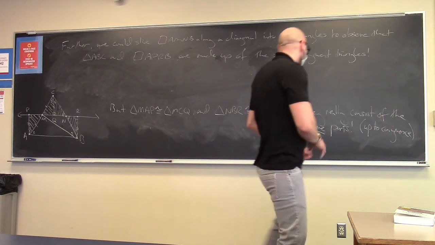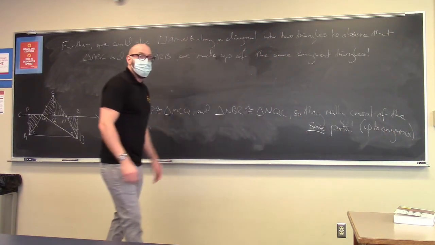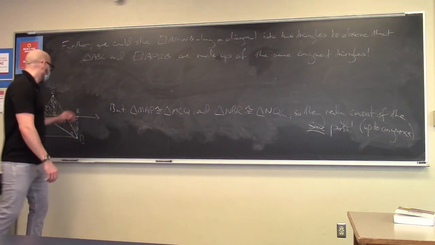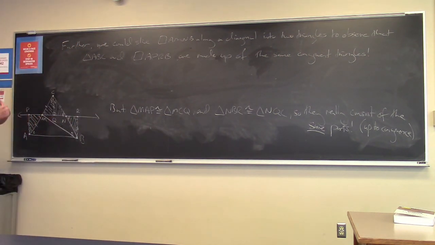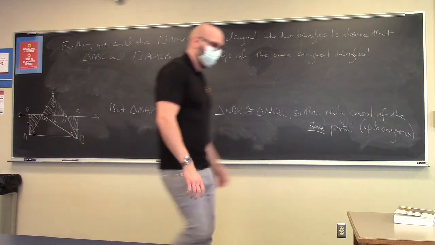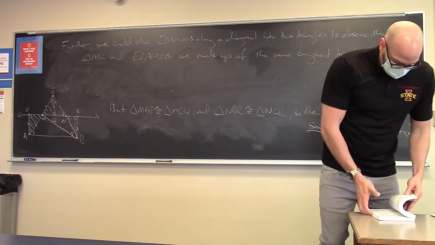And so that's what we'll pick up next time. We'll talk about equivalency of polygons, but two polygons are equivalent if you can slice them up into a bunch of congruent triangles. I promised I would say a few words about the homework.